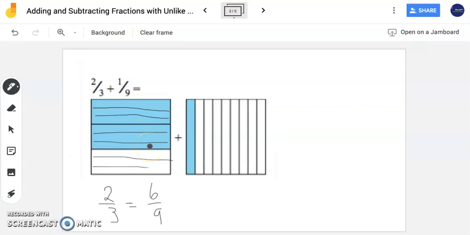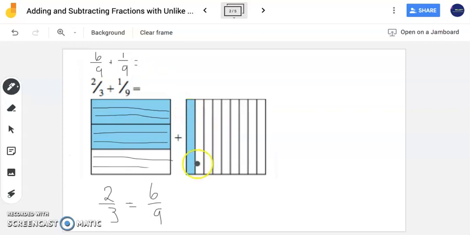But originally I had 2/3, however 2/3 is equivalent to 6/9. So now I can substitute 2/3 for 6/9 in this problem. So now I have 6/9 plus 1/9. And notice that my denominators are exactly the same now, showing that the size of each of these fractions are all ninths. That's our goal.